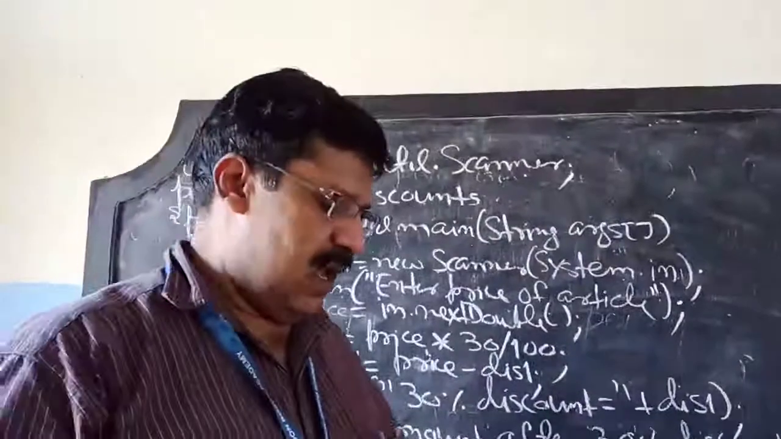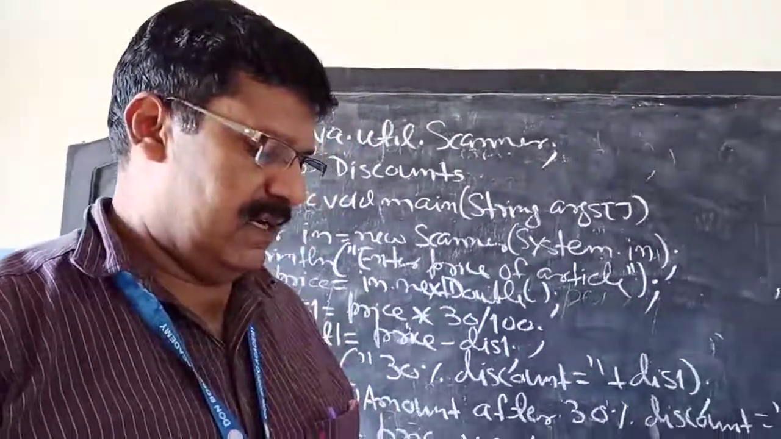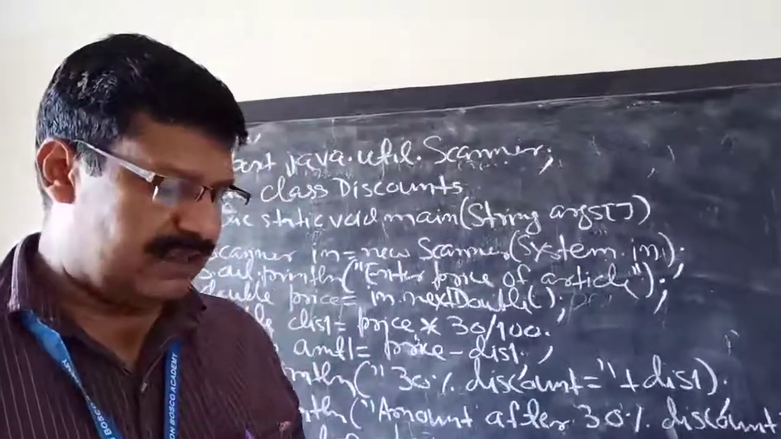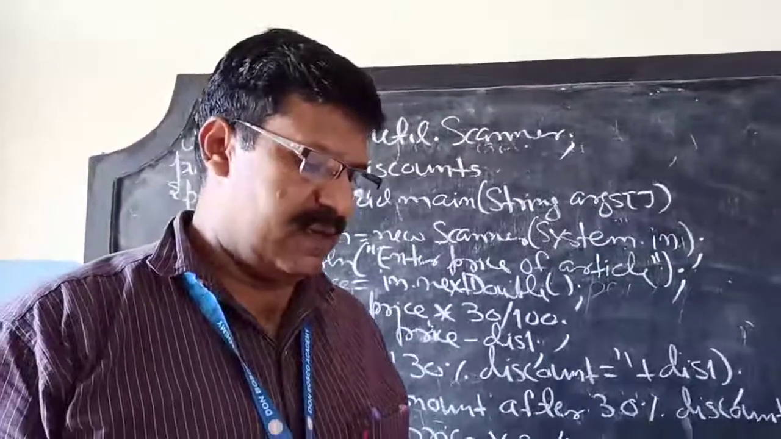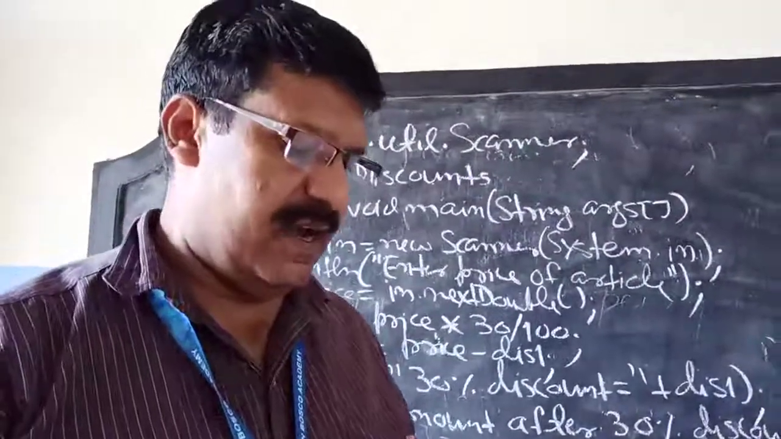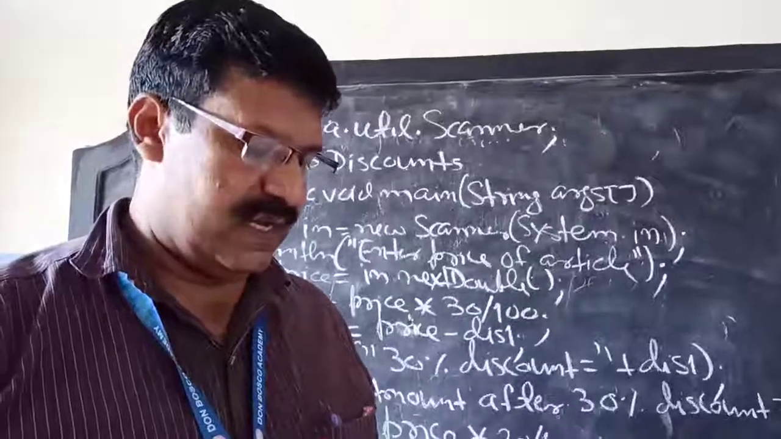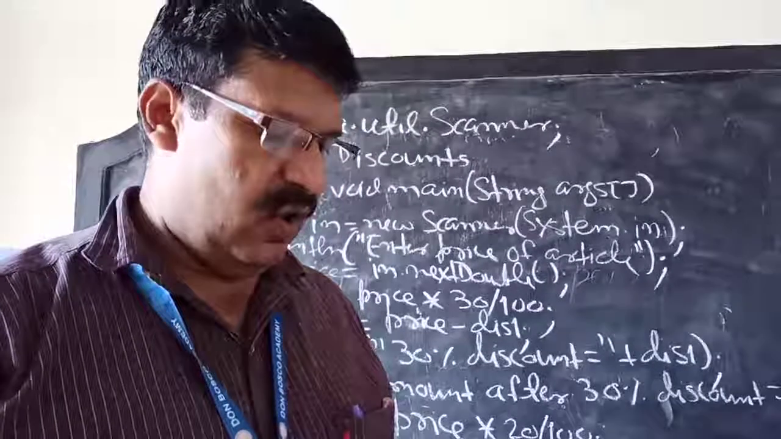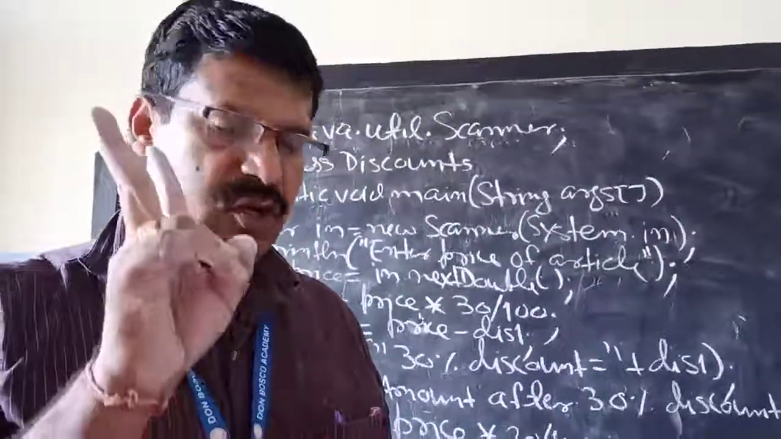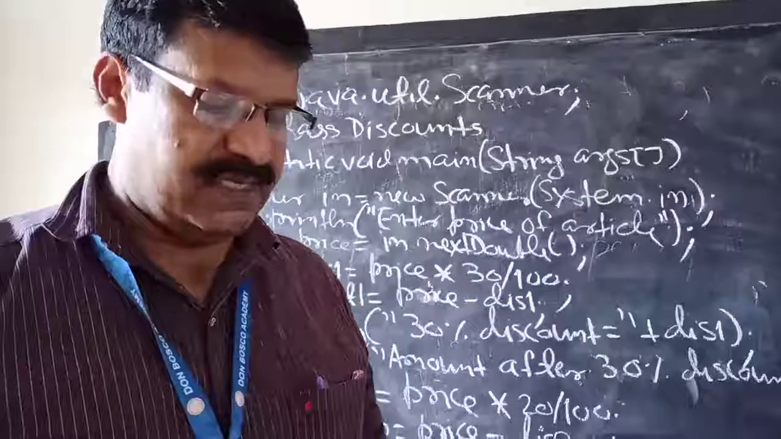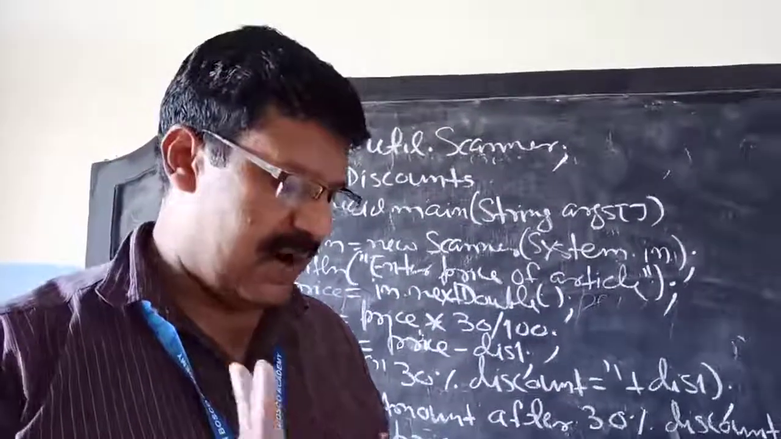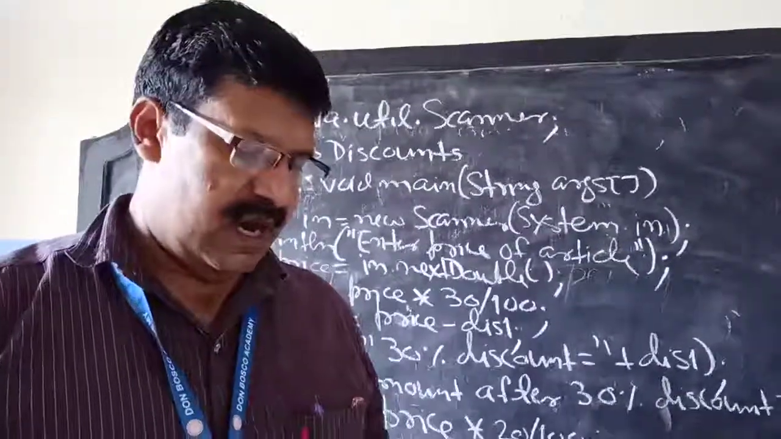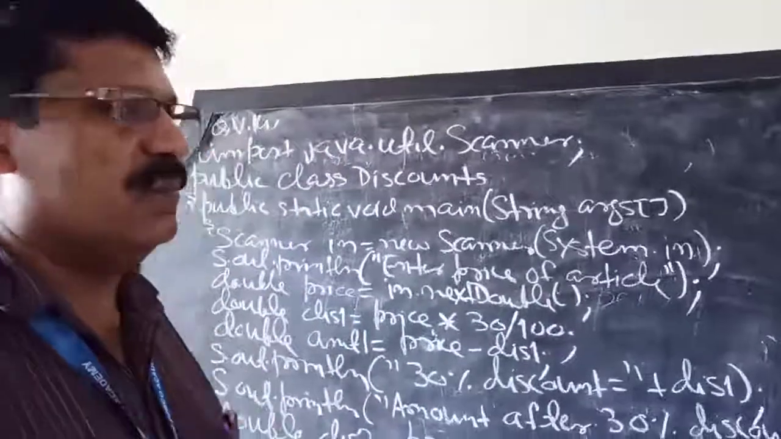Question number 4: a shopkeeper offers 30% discount on purchasing an article, whereas the other shopkeeper offers two successive discounts, first 20% and then 10%, for purchasing the same article. Now write a program in Java to compute and display the discounts. Take the price of an article as the input.